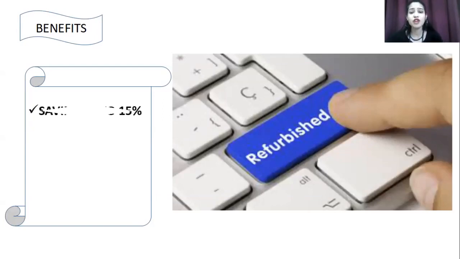Number one is the savings. Savings, one word which says it all. You get to save a lot of money. Brand new products are slightly expensive, whereas refurbished products are quite less expensive. There is a slight difference in their pricing, so they give you savings.